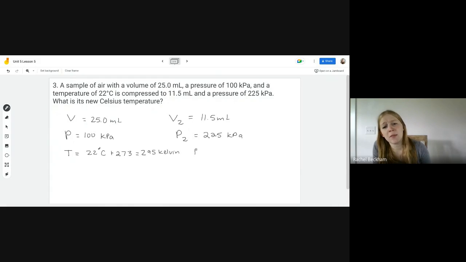So it wants the temperature. And when we solve for it, we're going to solve for it in units of Kelvin. And then we can convert it back to Celsius. It wants it in Celsius.